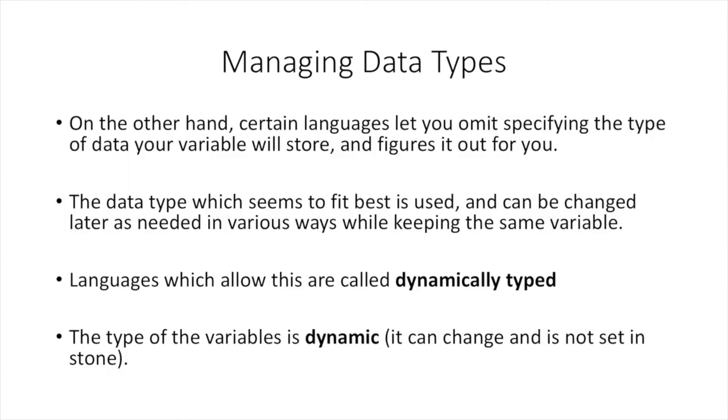Now, on the other hand, you have certain languages that let you omit specifying the type of your data and it figures it out for you. It will use the data type that seems to fit best, and then that can be changed later in various ways while keeping the same variable. Like you can use the same slot in memory, but then you can change dynamically. So dynamically means on the fly, like while it's running, right? So these are dynamically typed languages because the type of the variables is dynamic. It can change. It's not set in stone.